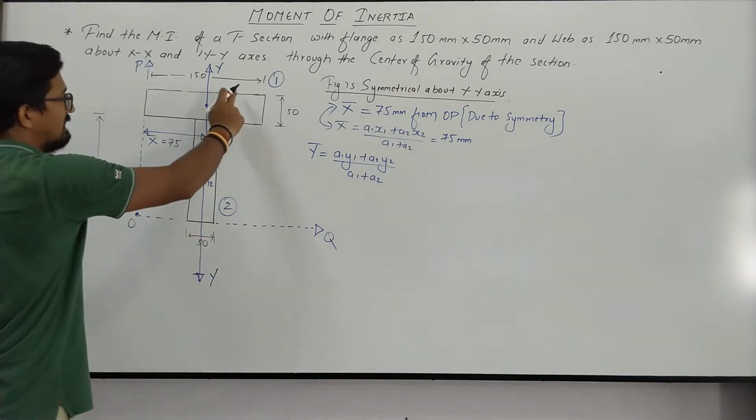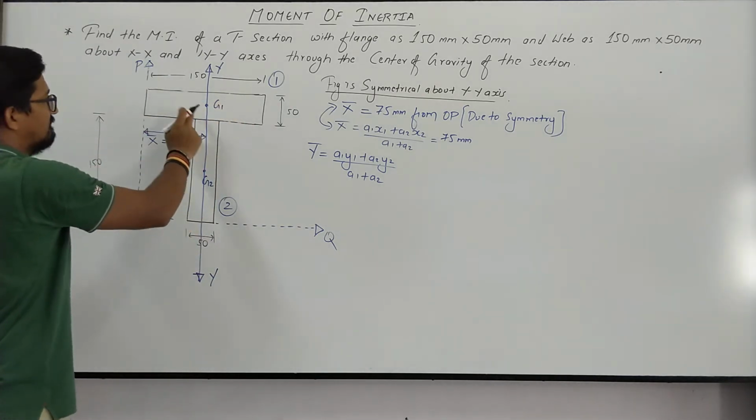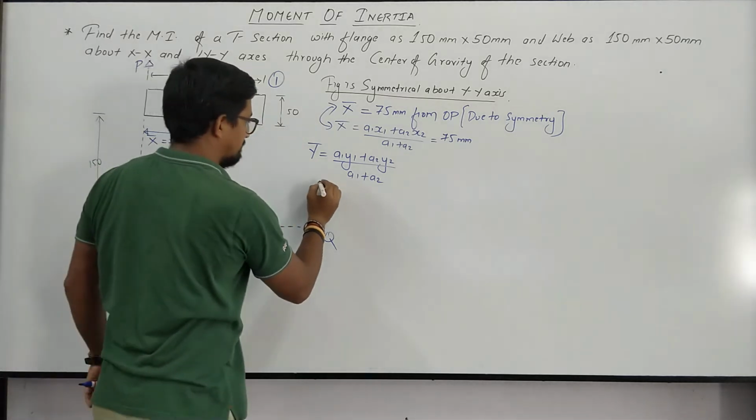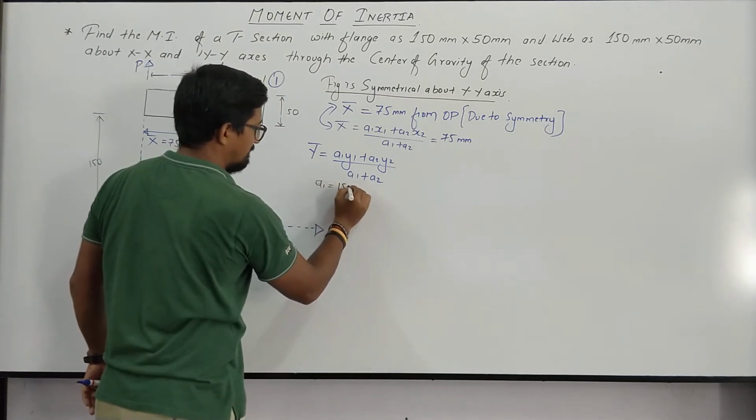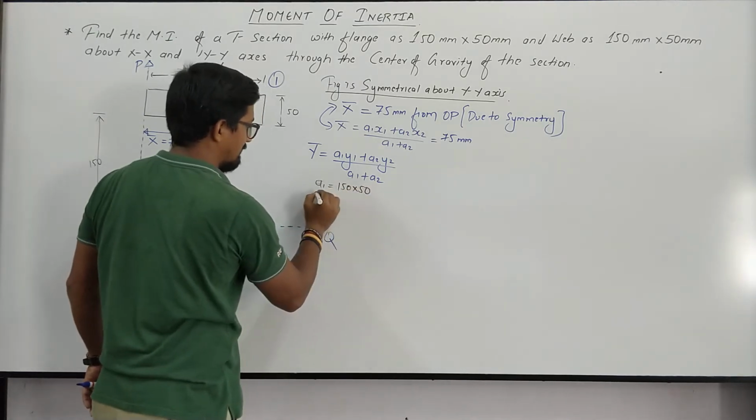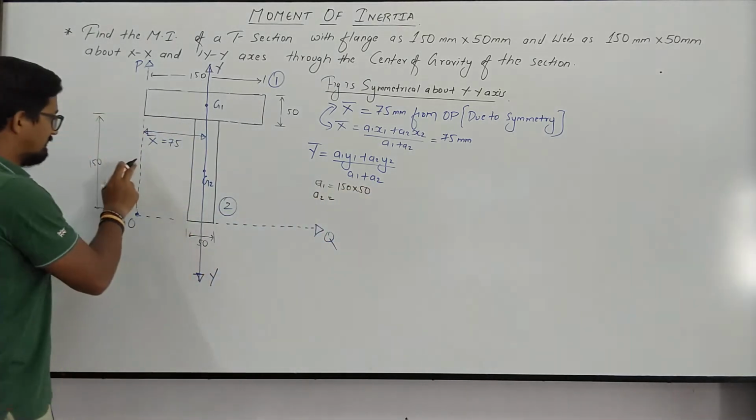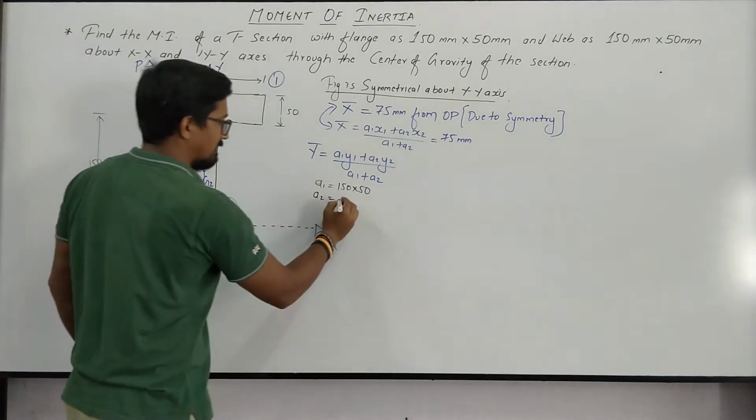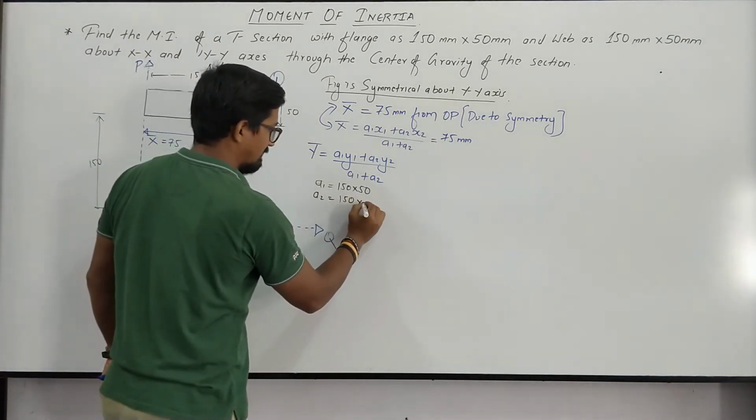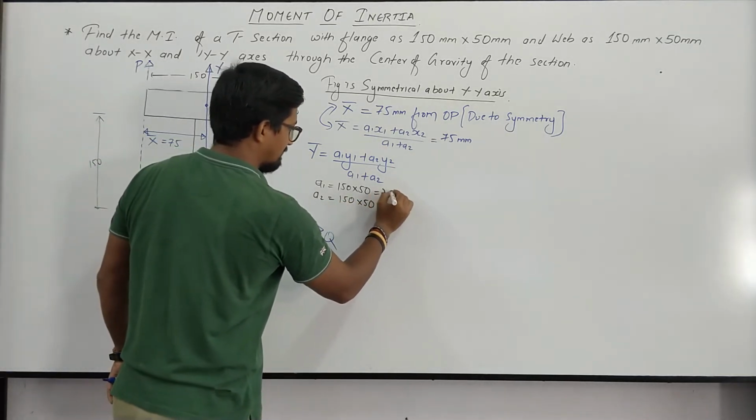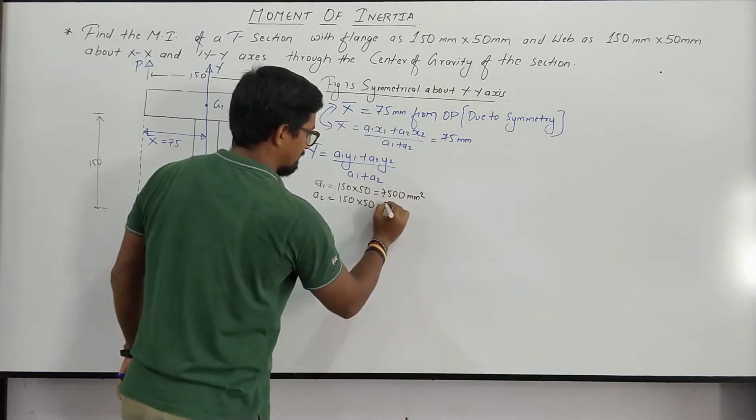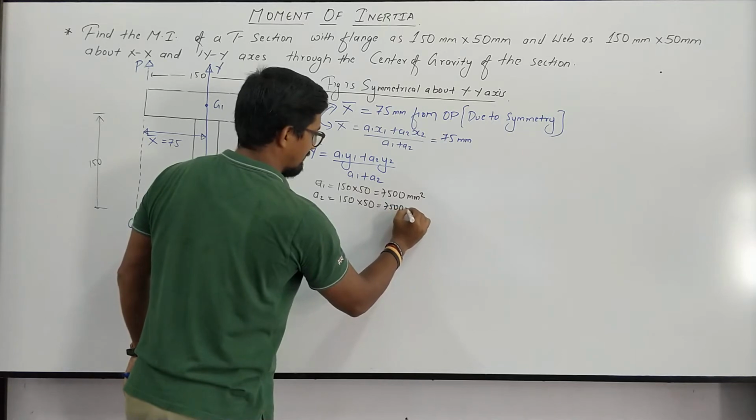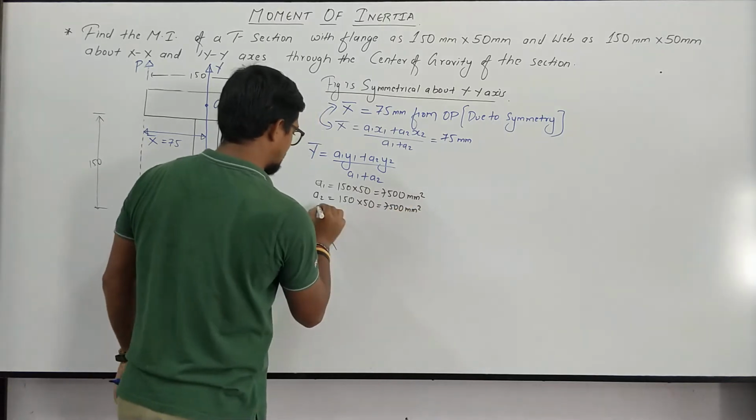What is area 1? Area 1 is the area of section 1, which is 150 into 50. Correct? A1 is equal to 150 into 50. A2, again, is 150 into 50. So it will be 7500 mm square.